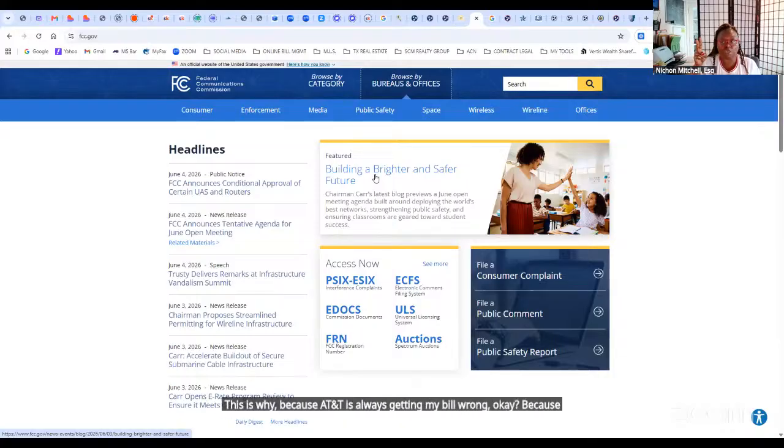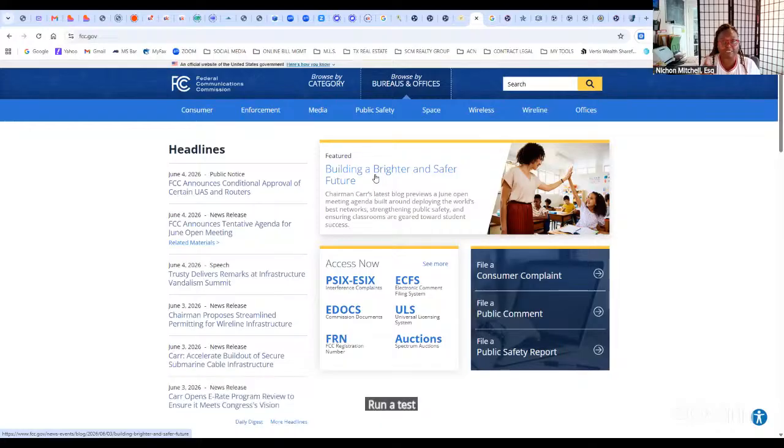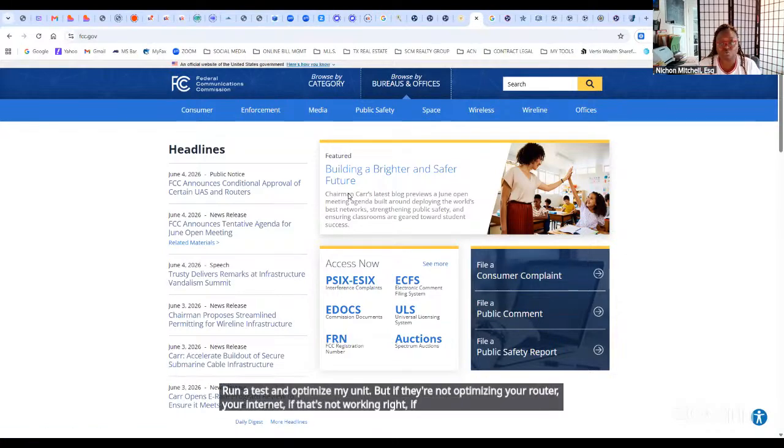Because my bandwidth is not what I'm paying for on my internet. How many of y'all know that you might be paying for a gig or paying for 500 or 300 or whatever program you got, but you're probably getting half of that. You can call them and ask them to optimize your line, run a test and optimize my unit. But if they're not optimizing your router, your internet, if that's not working right, if your billing is wrong, if you have a problem with any communications apparatus, you file an FCC complaint.